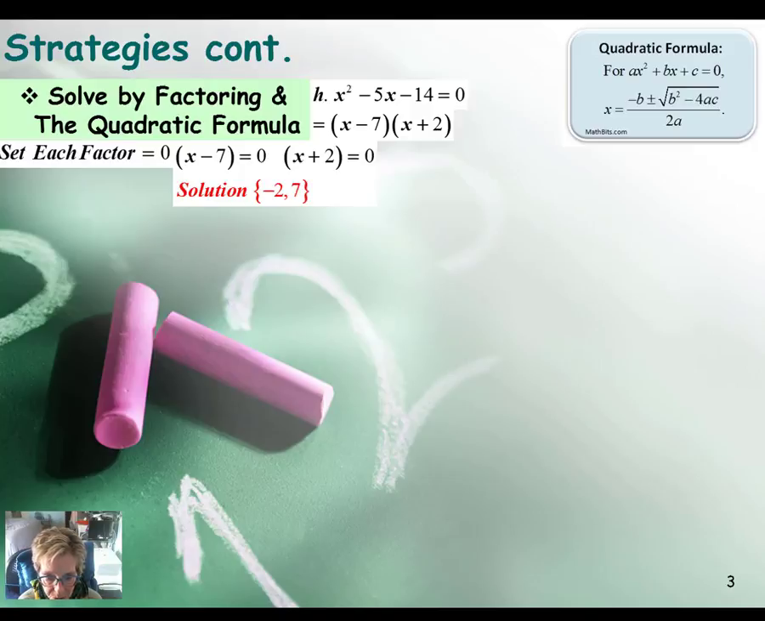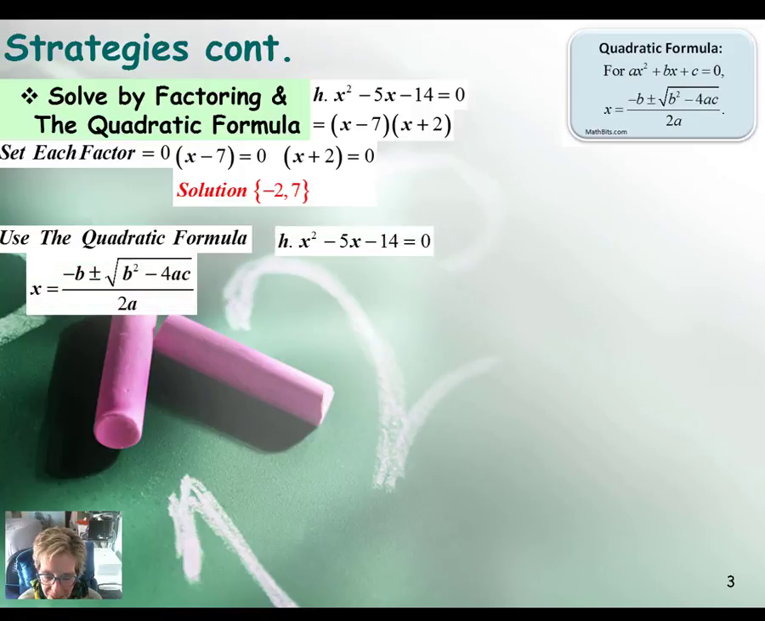Now I'm going to use the quadratic formula to solve this. In order to use the quadratic formula, of course, I always rewrite the quadratic formula. This formula is one that seems to slip out of my mind very easily. So my example is x squared, just like above, minus 5x minus 14. I need to know what my a, b, and c are. My a is 1, my b is negative 5, my c is negative 14.